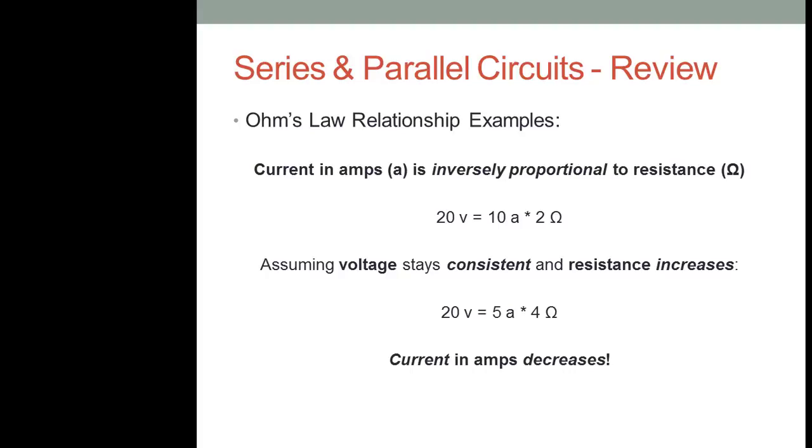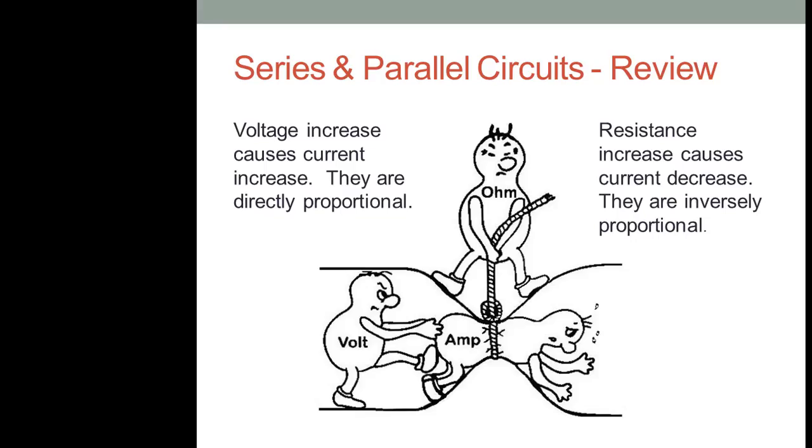Current in amps is inversely proportional to resistance. So again, in the equation, 20 volts equals 10 amps times 2 ohms of resistance. Assuming that voltage stays consistent, we're using a battery, okay? So the voltage is staying consistent, direct current, and resistance increases, so we double our resistance to 4 ohms. Our amps are going to decrease by 50%. So we doubled our ohms, and we halved our amps. We went from 10 amps down to 5 amps.